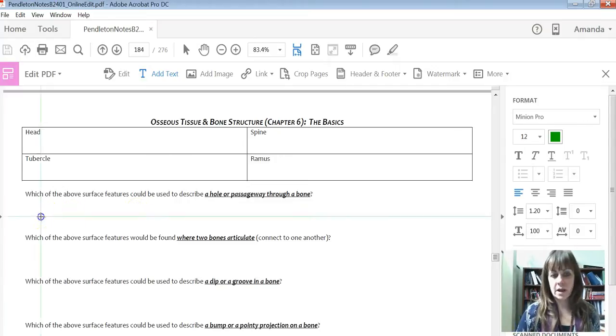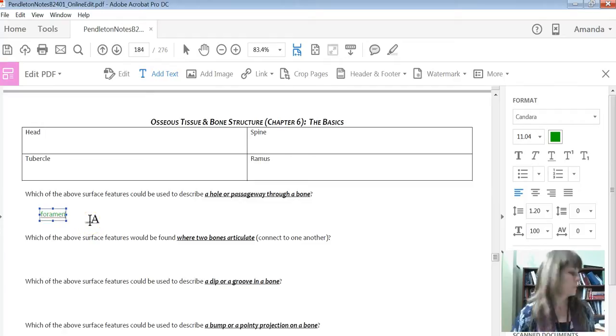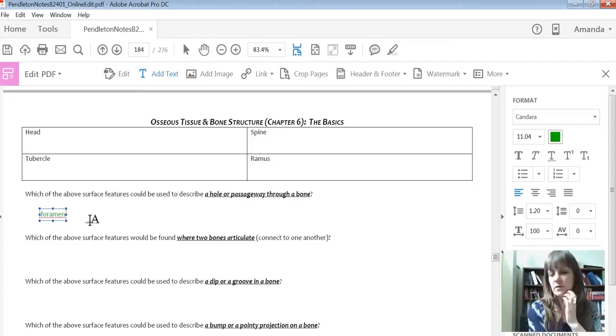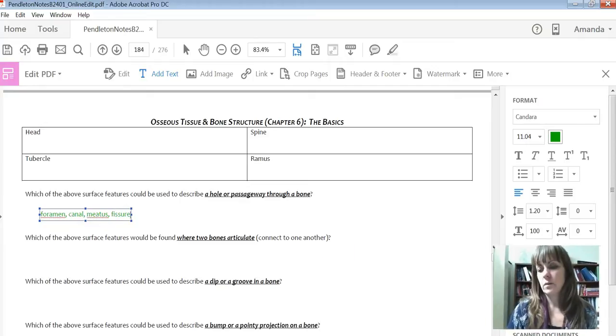Now, I'll help you out with this a little. We've already talked about foramen. I've given you an example here. If we're looking at the skull, notice this big hole right here, that's also a foramen. So foramen is one, canal is another, meatus is another, fissure is another. And so let me just give you some examples of what each of these are.